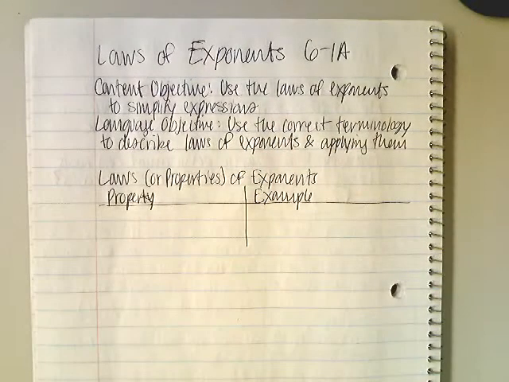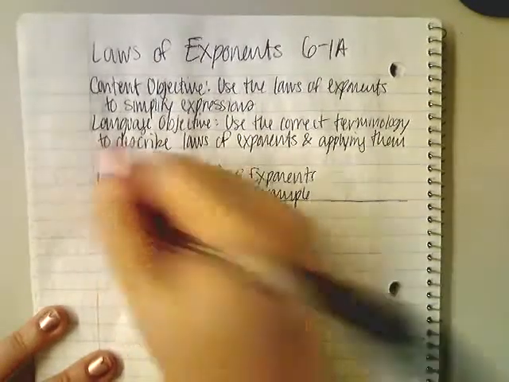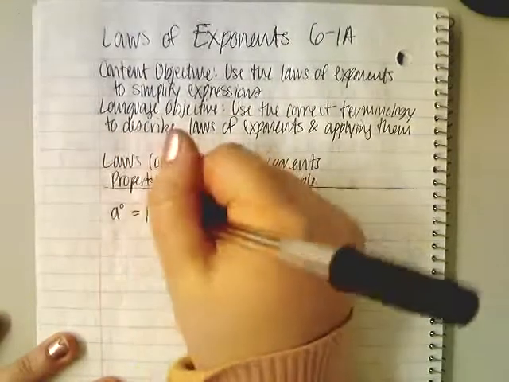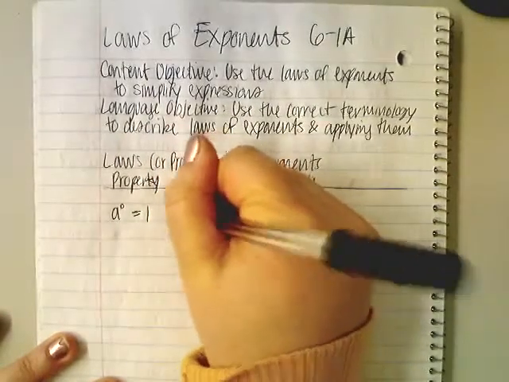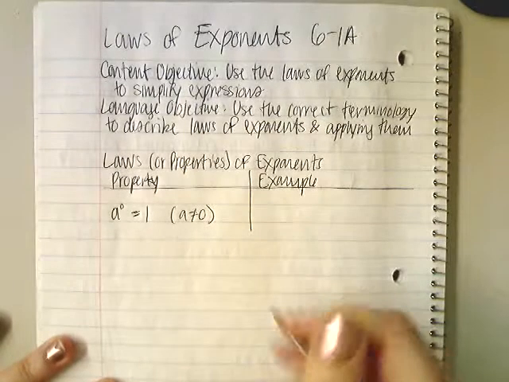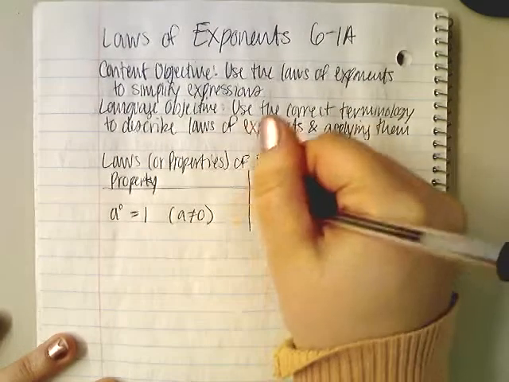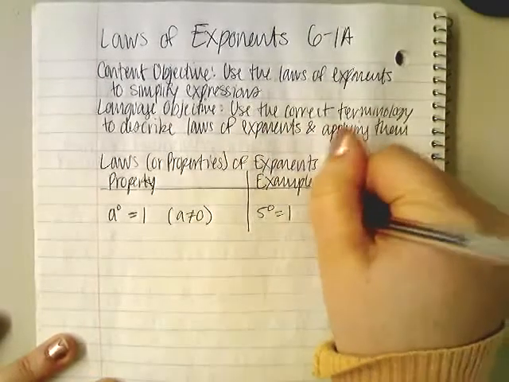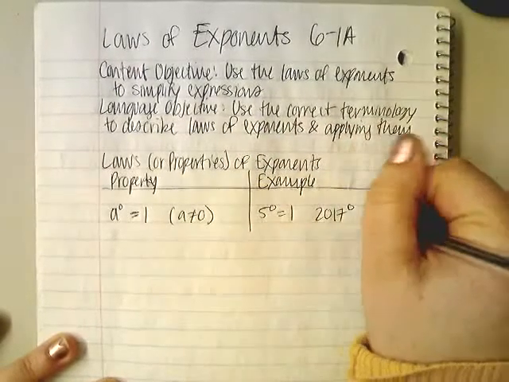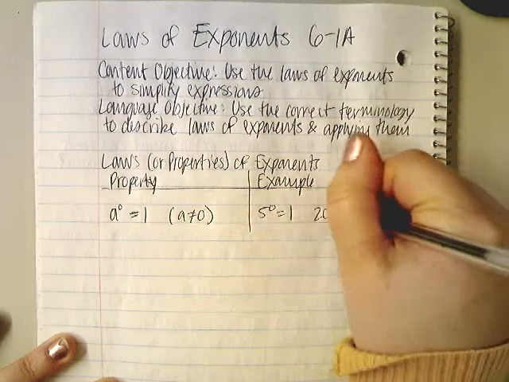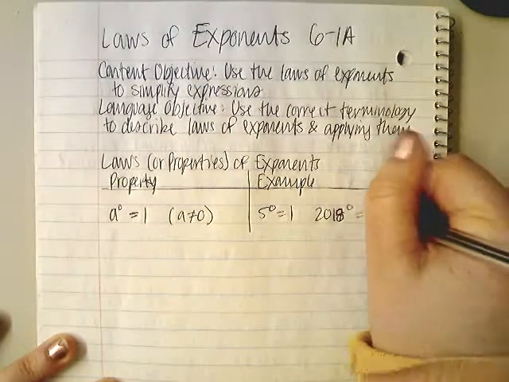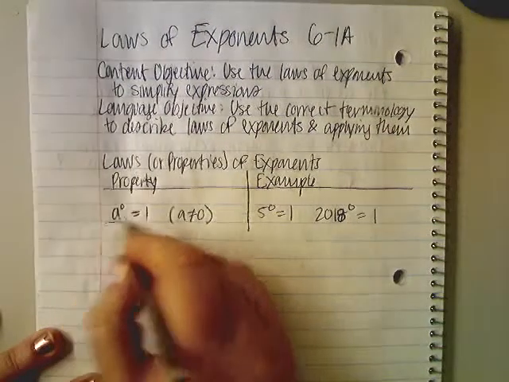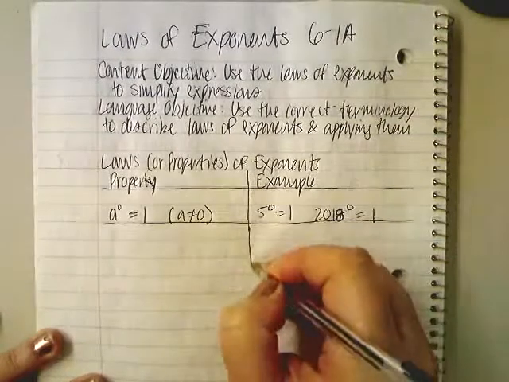So the first one we're going to jump in with says that anything to the 0th power is equal to 1, assuming that that base is not equal to 0. So this could be something as simple as 5 to the 0 is equal to 1, or it could be a huge number. So we'll just use 2017 or 2018. We'll use 18 since it's 2018. 18 to the 0 is equal to 1. Again, anything to the 0th power is just equal to 1. So that's our first property.